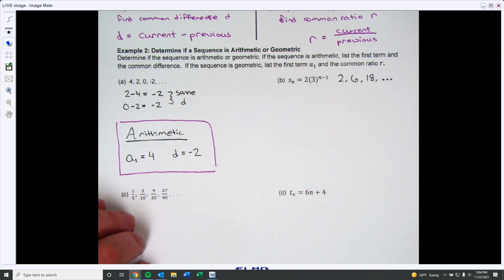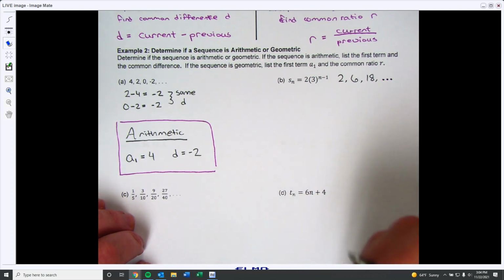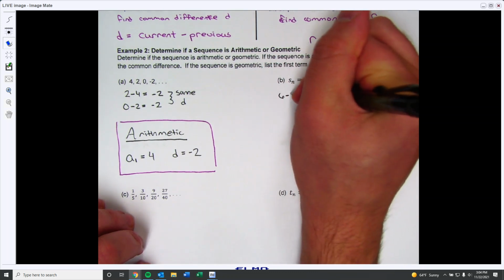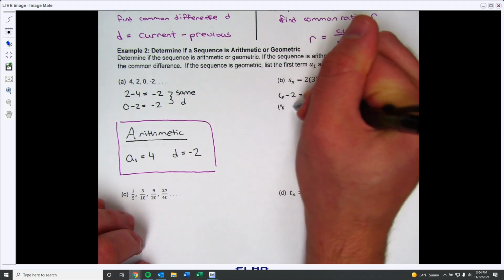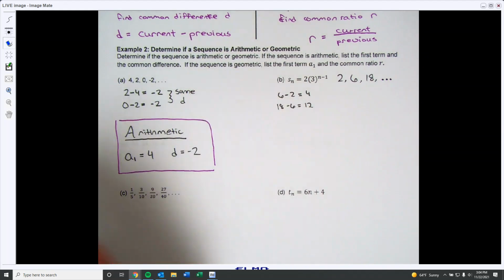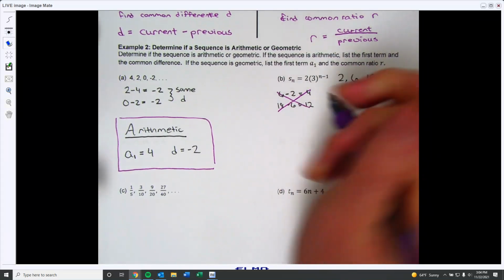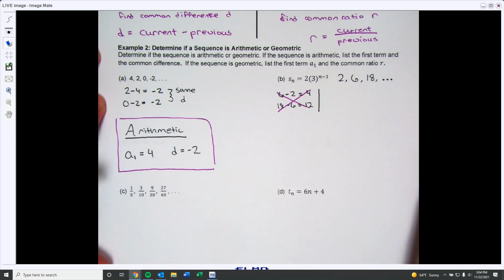This one definitely does not look arithmetic because I'm not adding by the same number each time. But again, just in case you don't see that, you can do a little test. I can do 6 minus 2, that gives me 4. And then 18 minus 6, that gives me 12. That is not the same. So since those aren't the same, this one is definitely not arithmetic.